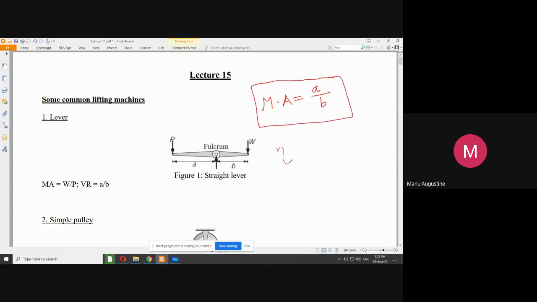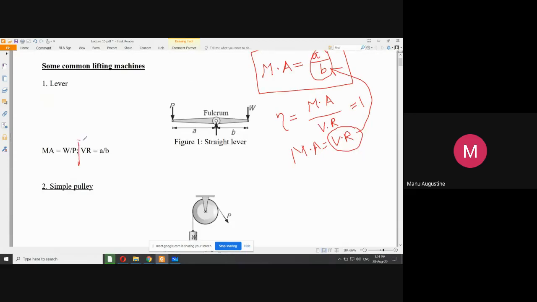Now what do you know about efficiency of a machine? Efficiency of a machine is mechanical advantage divided by velocity ratio. So now I will repeat my statement. Mechanical advantage is A by B when there is no friction. And when there is no friction, your efficiency is equal to 1. So that means when there is no friction, your mechanical advantage must be equal to velocity ratio. And due to this, we say that the velocity ratio of a lever is equal to A by B.